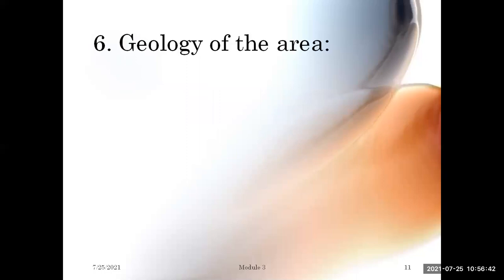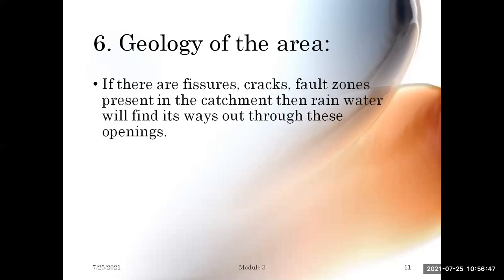So the next factor is the geology of the area. So how does the geology of the area affect the runoff value? If there are fissures, cracks, or fault zones, okay, if those geological features are there in the catchment, then the rainwater will find its way out through these openings, because these cracks are like openings. So water will find a way through these cracks and come out through them.